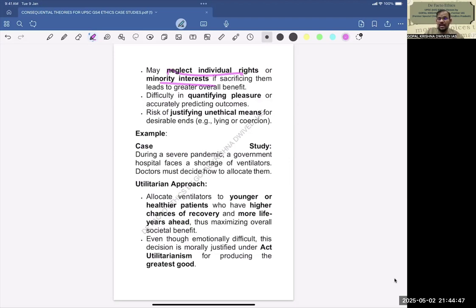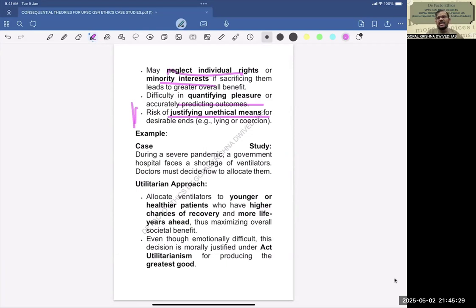Second, there is a very big difficulty in quantifying pleasure. This again is a big issue, because how will you quantify and measure that? Even though many other theories or criteria have been given, it's very difficult, especially practically in daily life. Third, it risks justifying unethical means. I told earlier also, this theory focuses on ends only. A maximum outcome has to be there, which means even if inferior or unethical means are involved, you can follow them as per this theory. This is another important negative point.